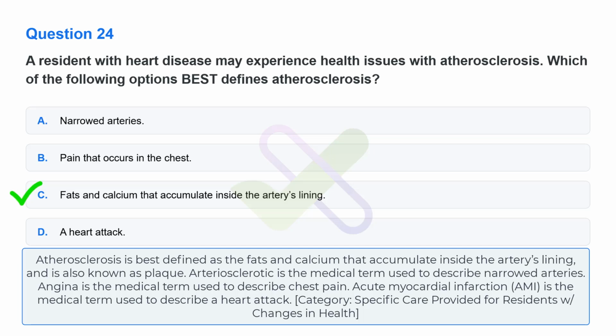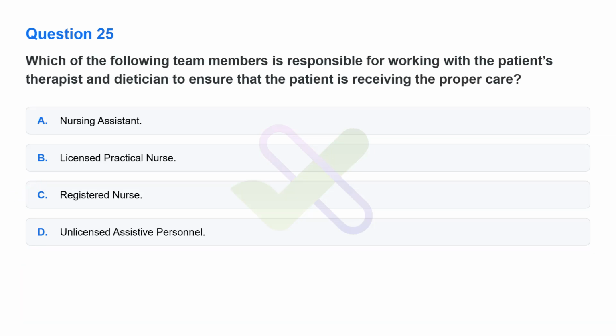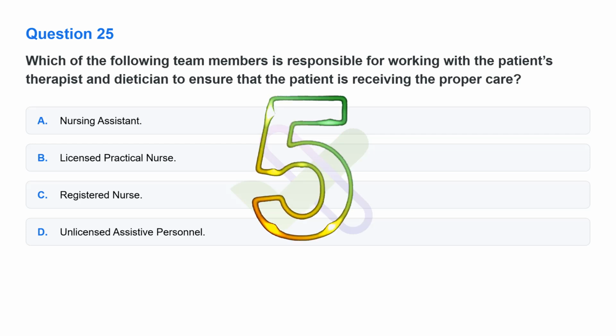Category: Specific care provided for residents with changes in health. Which of the following team members is responsible for working with the patient's therapist and dietitian to ensure that the patient is receiving the proper care? A. Nursing assistant. B. Licensed practical nurse. C. Registered nurse. D. Unlicensed assistive personnel.